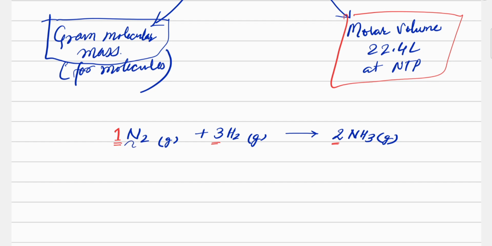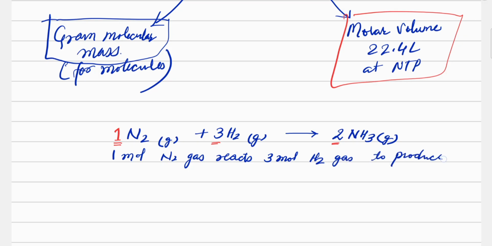So what does this particular reaction give us? The idea is that 1 mole of nitrogen gas reacts with 3 moles of hydrogen gas to produce 2 moles of ammonia gas.